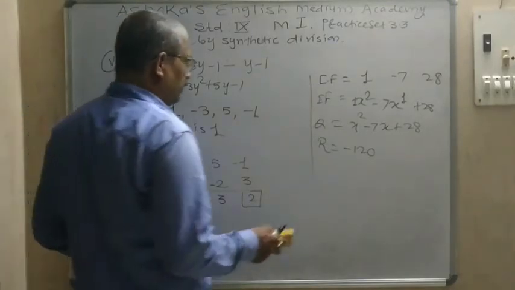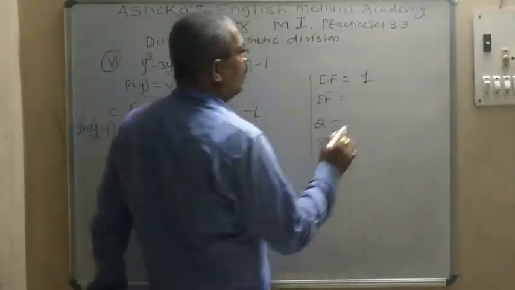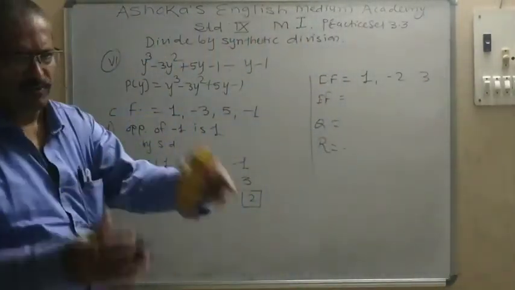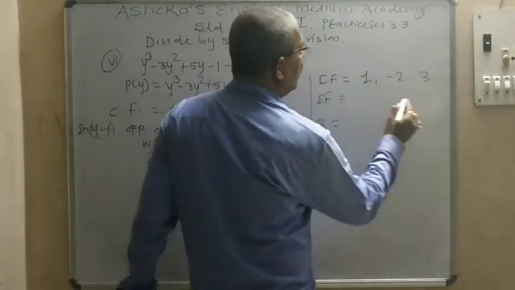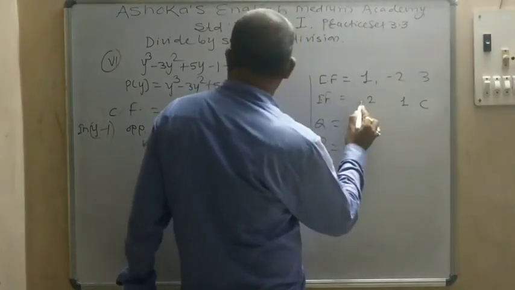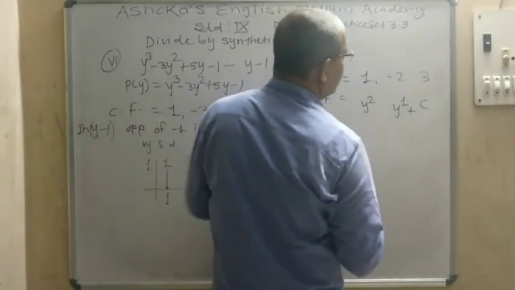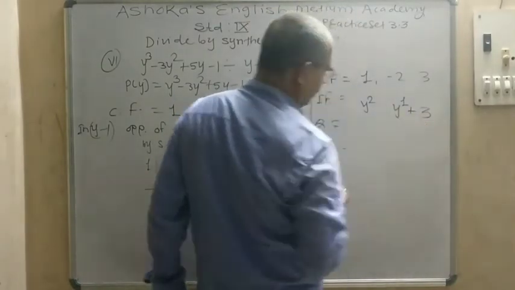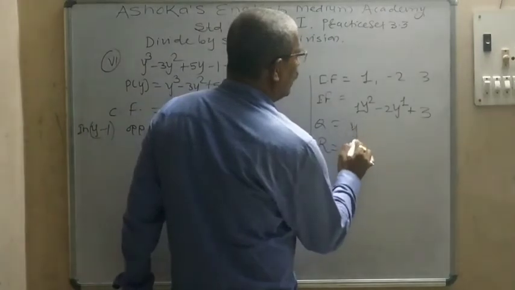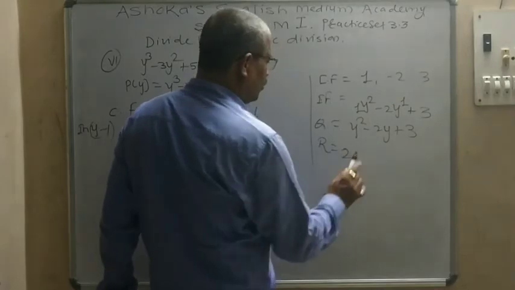Now convert it into the coefficient form. What is coefficient form? 1, minus 2, and here is 3. This is coefficient form written. We should convert it to index form. So here this is 1, this is 2. This is y raised to 2, y raised to 1, and this is the constant. Then what happens? The quotient is y square minus 2y plus 3, and the remainder is equal to 2.